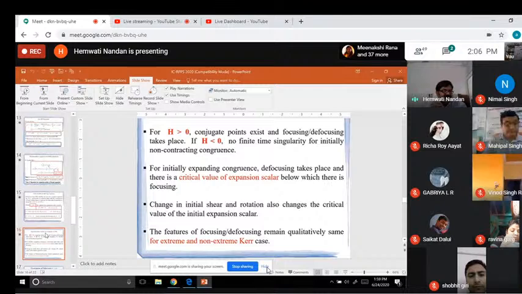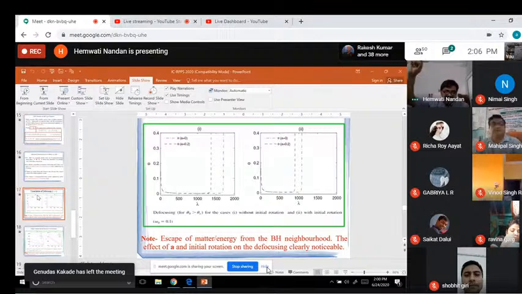explain this. But one interesting thing we have learned from our analysis is that even if there is a change in initial shear and rotation, there is a change in the critical value of the initial expansion scalar. And the features of this focusing, defocusing remain qualitatively the same for extreme and non-extreme Kerr cases. And you can actually visualize what I mean by focusing and defocusing. You can see this theta with this affine parameter lambda, there is a defocusing, right? Defocusing means theta is going to plus infinity.